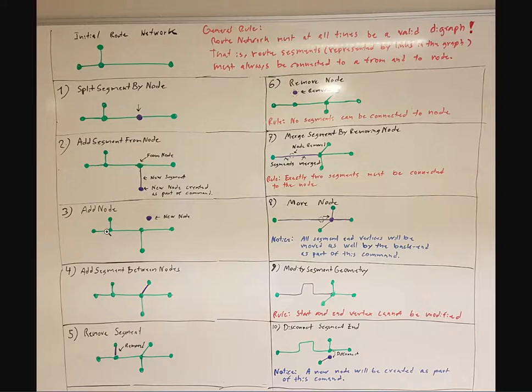And number 3 here is very simple, just add a node. So just add a single node, which has no connection to it yet. So this is the same, I just added one here.